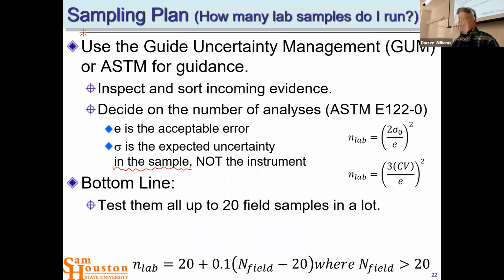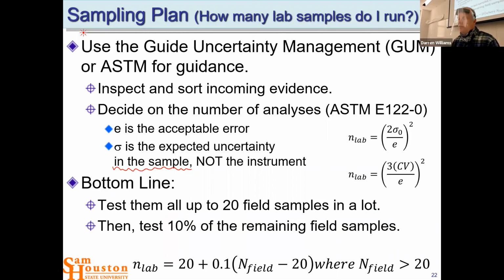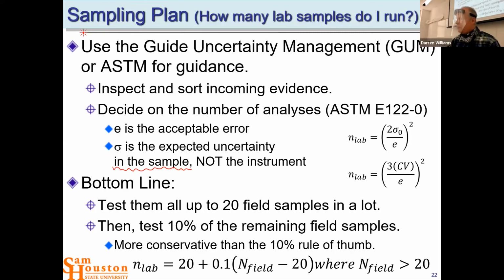So there's a rule of thumb for testing. If you have 20 packets in a lot, go ahead and test them all. It's only 20 analyses, and most of these instruments have an autosampler, so you can make up 20 samples without wasting a lot of time. But if you have more than 20, you test 10% of the remaining ones in that lot. This is more conservative than the plain 10% rule of thumb.